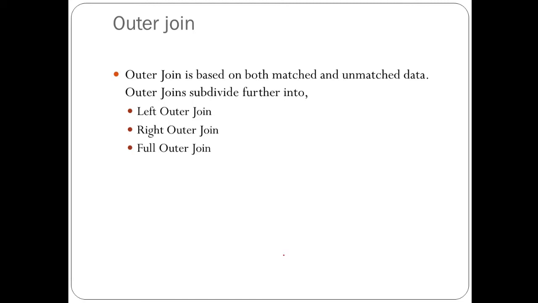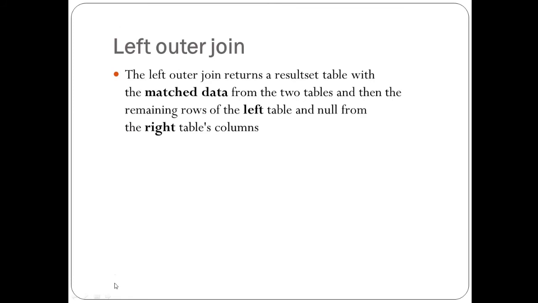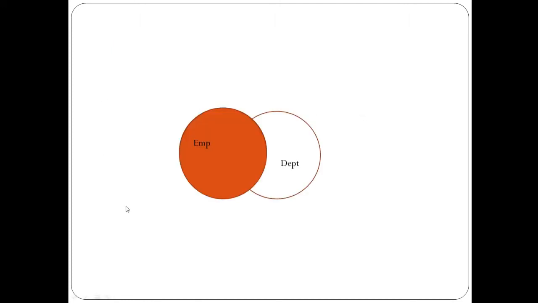Inner join is based on only equality condition. Outer join is further subdivided into left, right and full outer join. Left outer join returns a result set table with matched data from two tables and then the remaining rows of the left table and null from the right table. To understand the function of this left outer join, I'll show you.